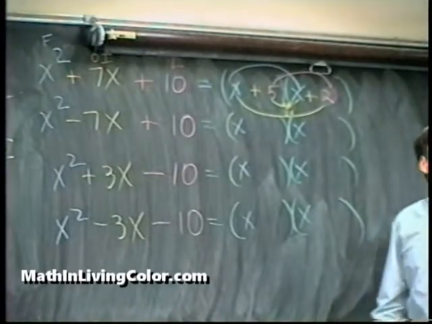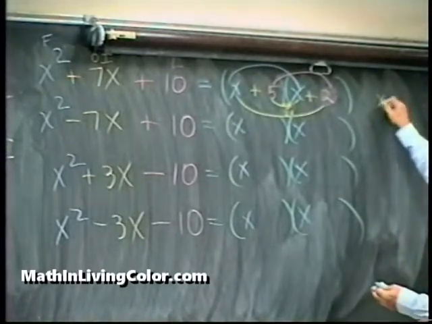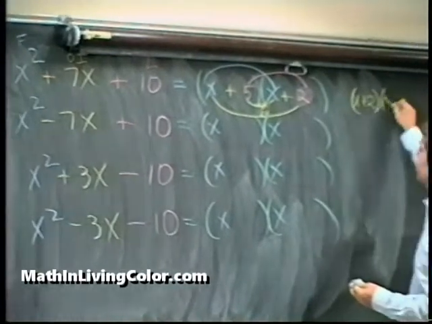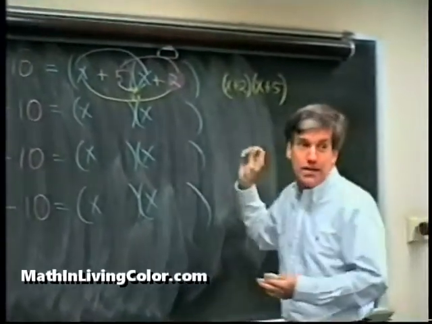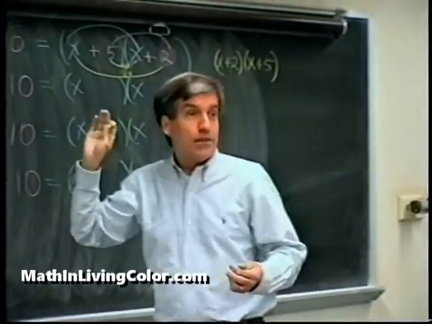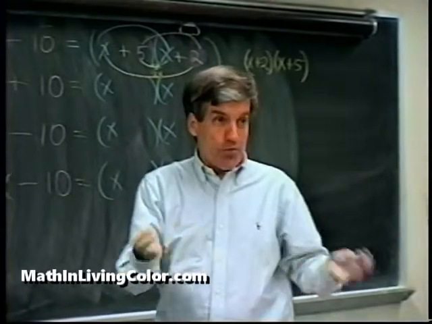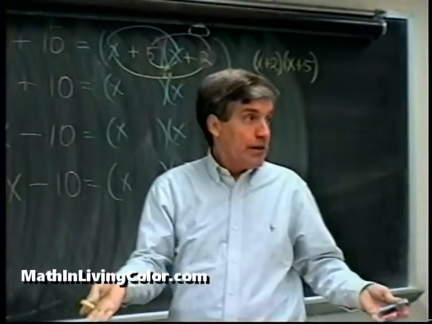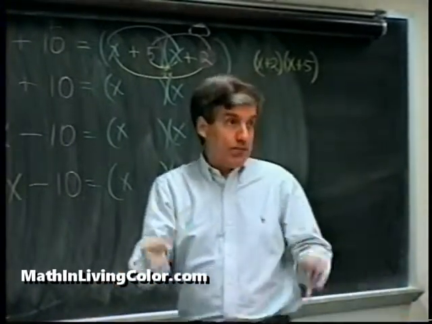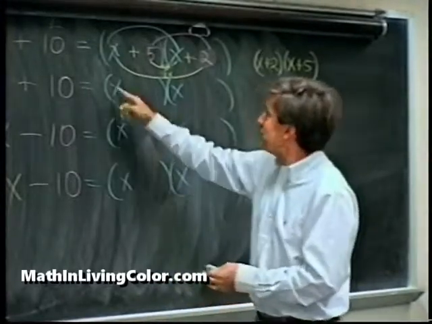What if you put this thing backwards and put x plus 2 times x plus 5? Would that be okay? That you put it in the wrong order? Is there a right order and a wrong order? No. Any order you put the factors will be fine. All right? Now what about the second example?